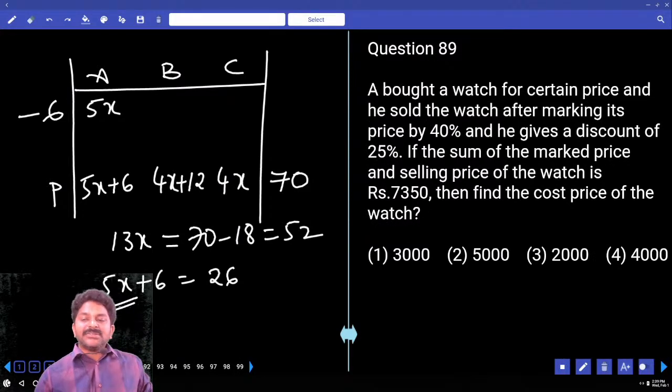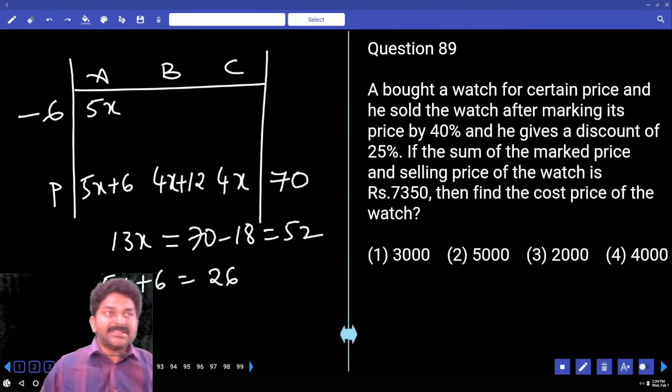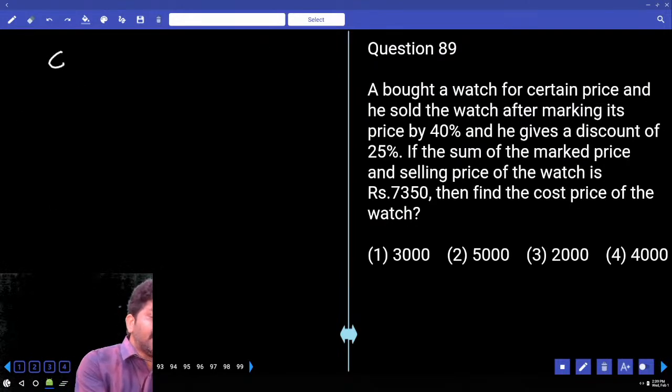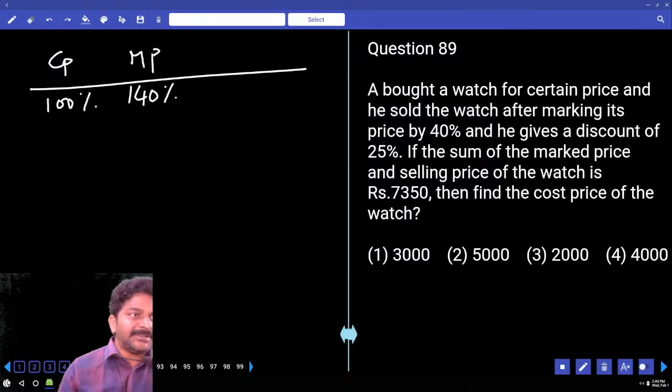A bought a watch for certain price and he sold the watch after marking its price by 40%. And he gives a discount of 25%. If the sum of market price and the selling price of the watch is 7350, find the cost price of the watch. Let's say cost price is 100%. He marked it 40% above, that is 140%.